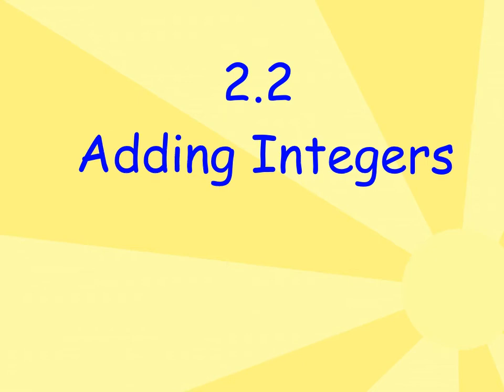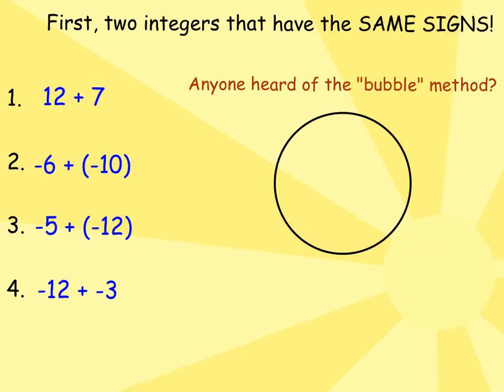Today we're going to talk about how to add integers. The first set of questions that we're going to talk about are how to add two integers that have the same sign. Now, if you haven't heard of the bubble method, this might be a really good way to start adding integers for you. So how this works is problem number 1 says positive 12 plus positive 7.